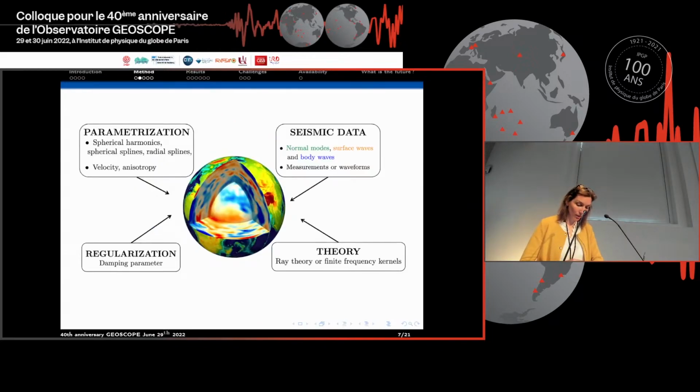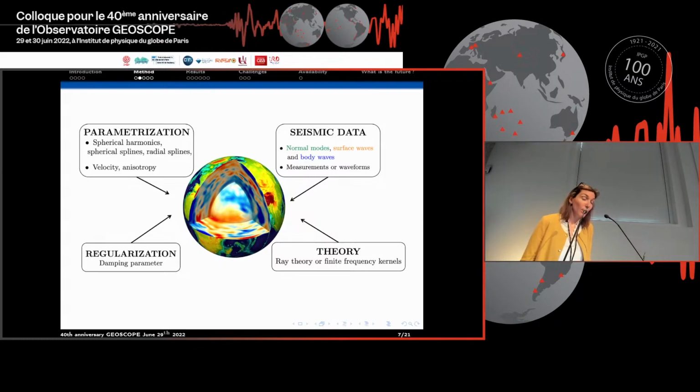So without going too much into the details, here from my point of view, are the four ingredients that are extremely important when you do tomography. And as I just said before, the seismic data for me are the most important ones. You are all familiar with seismic data, and I guess we all have our favorite waves, but there are normal modes, surface waves, body waves, and you usually choose the one you need to image the structure you want.